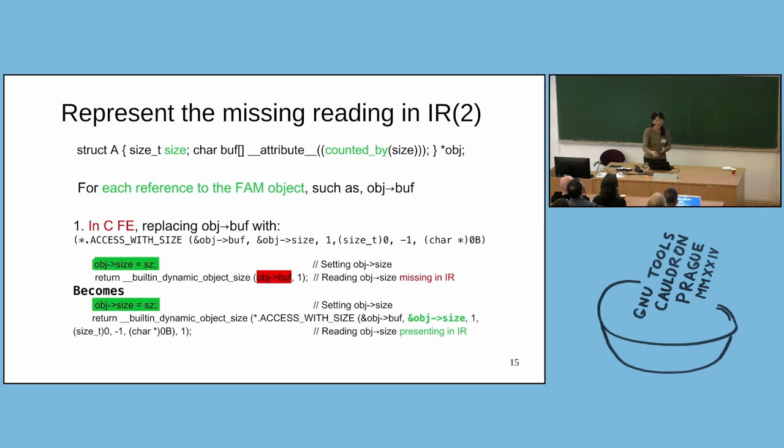This explains how the internal function resolves the missing reading issue. For every reference to the flexible array object, in the C frontend we replace every reference to the flexible array member with a call to this new internal function. In this internal function, the size information is encoded, so the explicit data dependence is encoded in the IR.